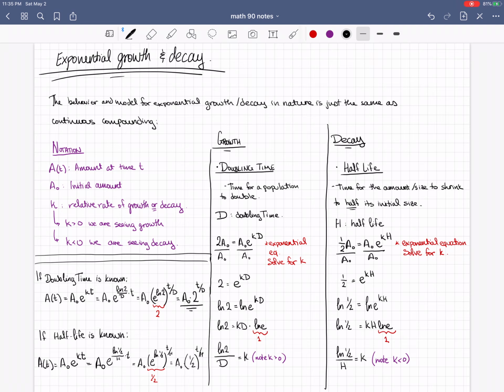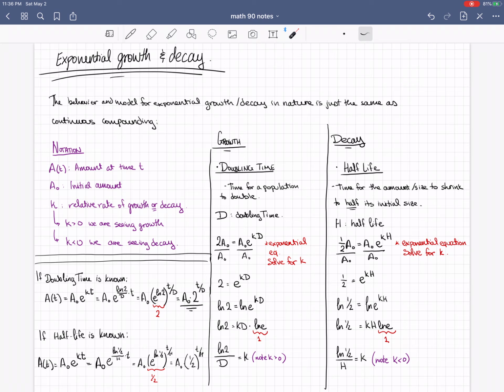And so again, in your homework, you will have problems where you're given the half-life and you can express the decay of the population as a function base e, or you can express it as a function base 1/2. And what a lot of you will probably notice is that the base 1/2 function is just easier to work with. So again, this is in the situation where the doubling time d is known, and this is in the decaying situation where the half-life h is known. So this is just a little bit of an overview.